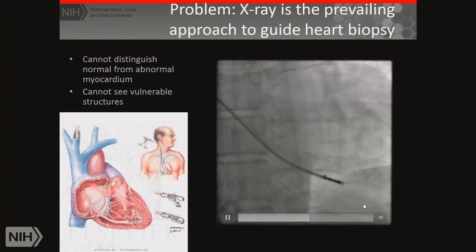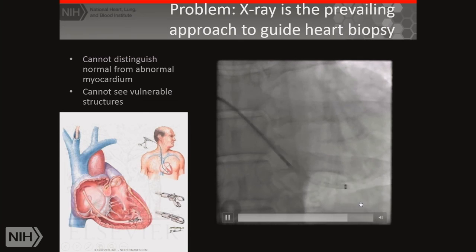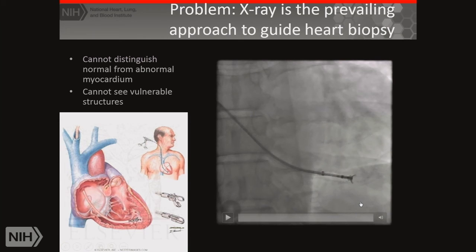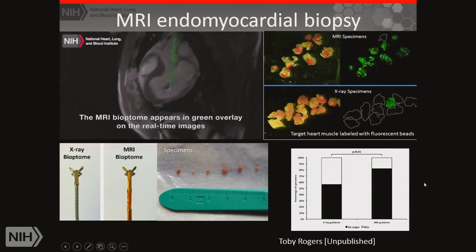And I'm sorry, this is really what we do. We pretty much put the forceps in the heart. We put a little pressure. We spin counterclockwise. And then we close our eyes and hope for the best. And thank God it usually works. But wouldn't it be nice if we could see what we're sampling?